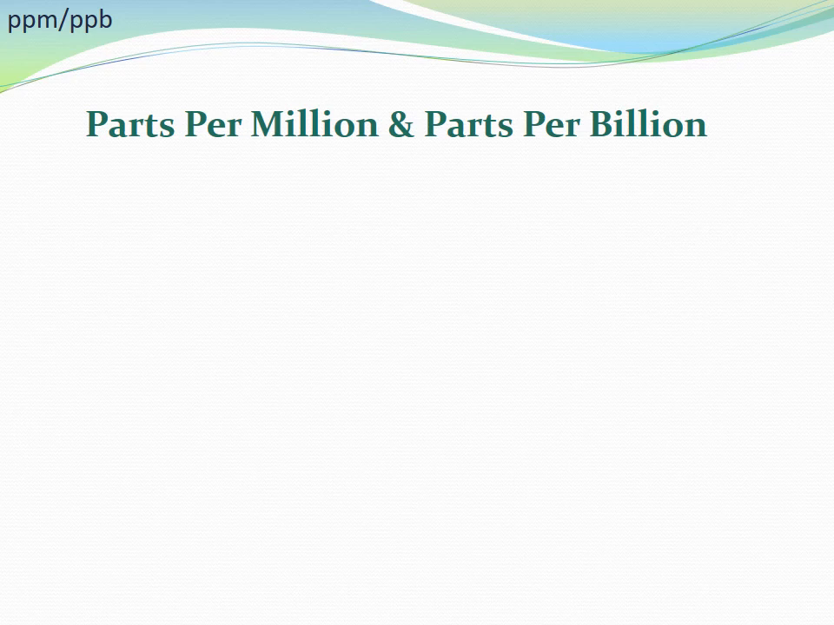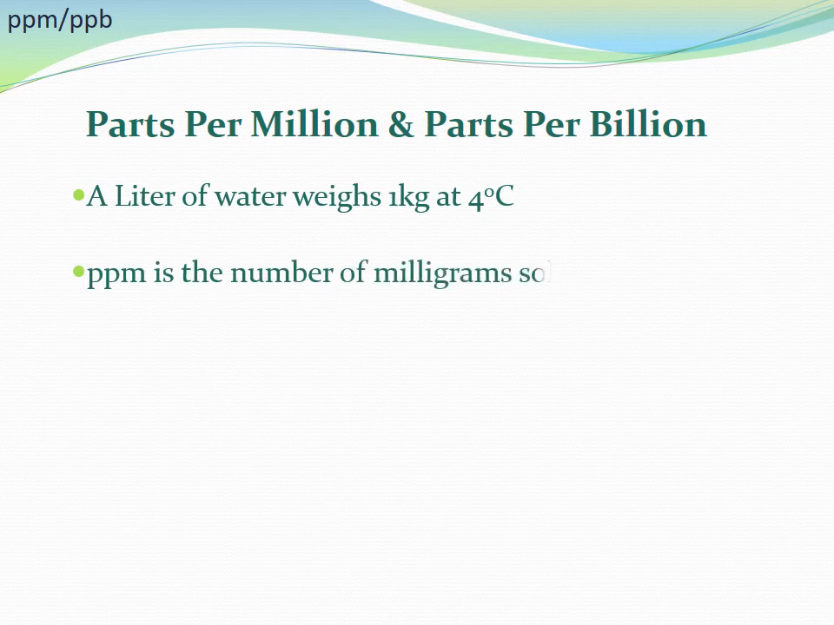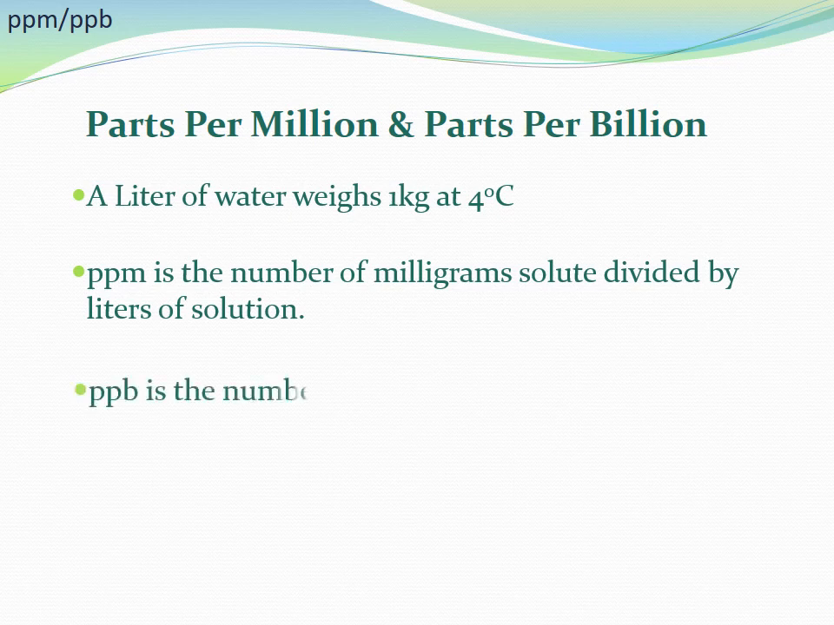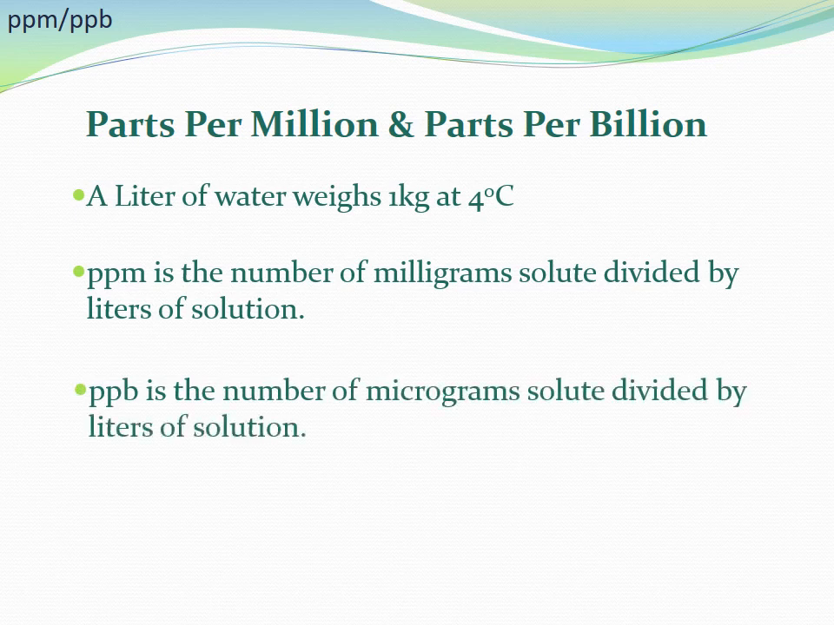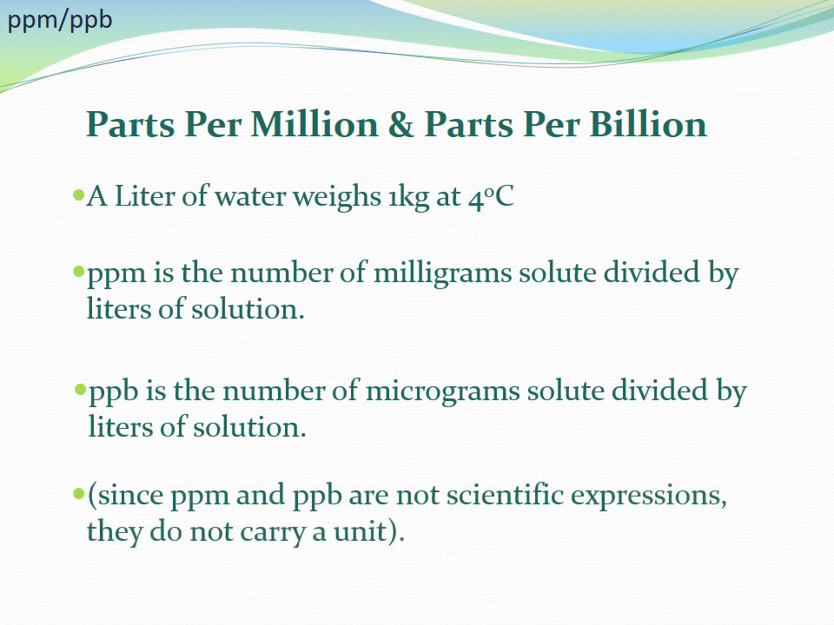To understand what parts per million and parts per billion mean, we have to know that a liter of water weighs 1 kilogram at 4 degrees Celsius. When we're talking parts per million, that is the number of milligrams of solute divided by liters of solution, because 1 milligram is 1/1,000,000th of a kilogram. Parts per billion is the number of micrograms of solute divided by liters of solution, because a microgram is 1/1,000,000,000th of a kilogram. Since parts per million and parts per billion are not scientific expressions, they do not carry a unit.